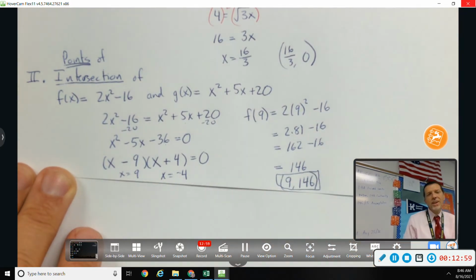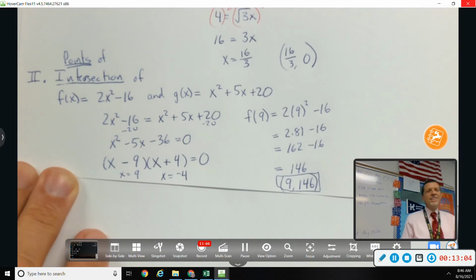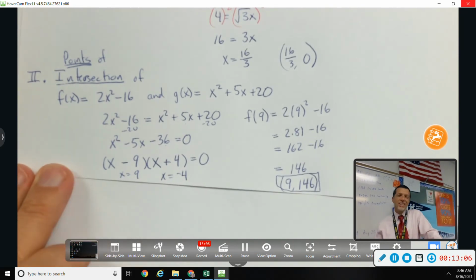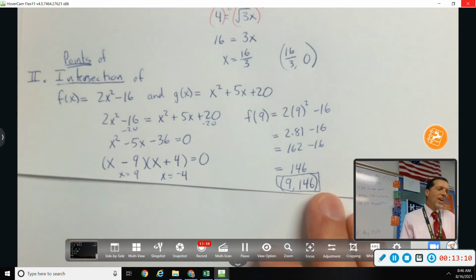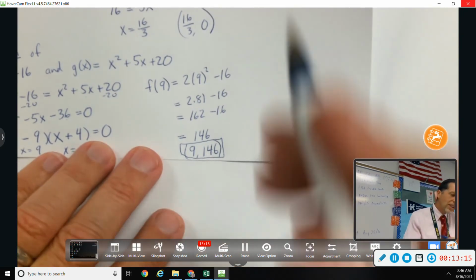So graphing it, I mean, yeah, exactly. If you'd have known where to look, they intersect at 9, 146, but yeah, it's a big piece of paper. But even graphing it on the calculator, you would have to fix your window to get there.